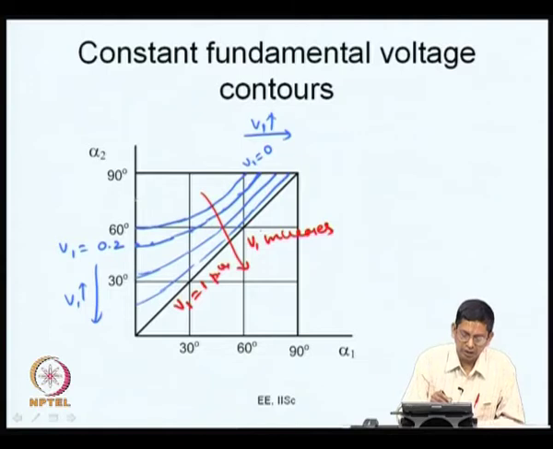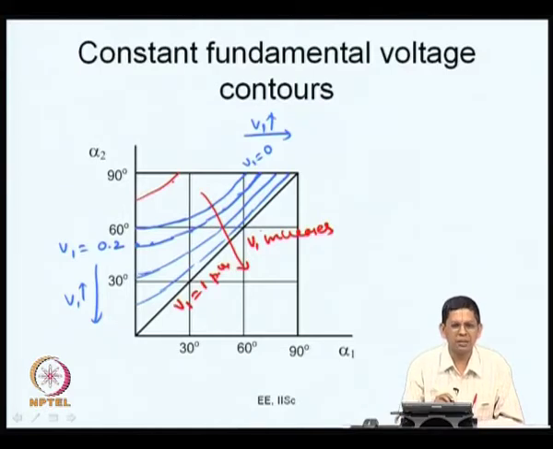If you go on this side, what you will get is negative values of V 1 basically. That basically means the phase difference. So, whatever phase you get for the fundamental and what you get here will be out of phase, right.